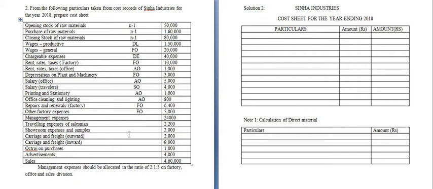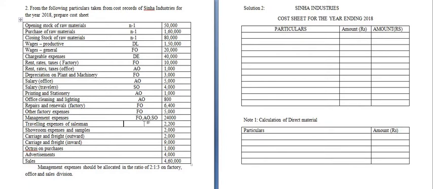For management expenses there is an adjustment, so just read out the last line. Management expenses should be allocated in the ratio of 2:1:3 on factory, office and sales division. It means it has to be taken for factory overheads, administrative overheads as well as selling and distribution overheads.